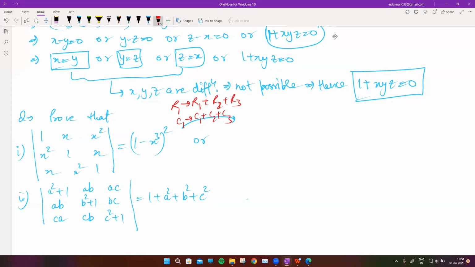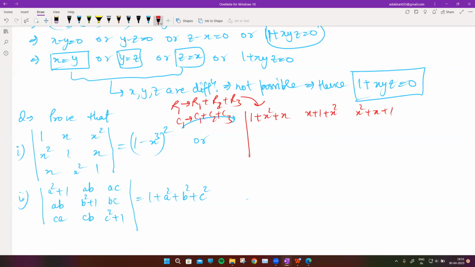Okay. After this, your first element is 1 plus x square plus x. Then your second is x plus 1 plus x square. Then your third element is x square plus x plus 1. Now you can easily see that the first row is the same. How did we know that it will happen after adding row 1, row 2, row 3? Because the elements were the same in all the rows: 1, x and x square. Now the first row is the same.